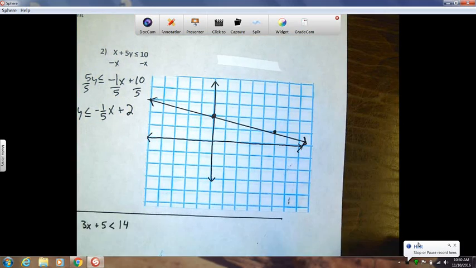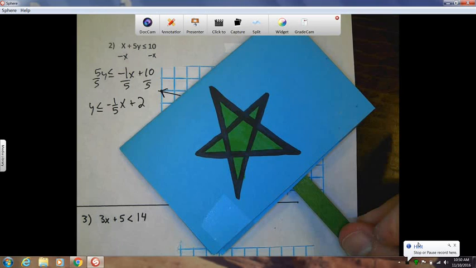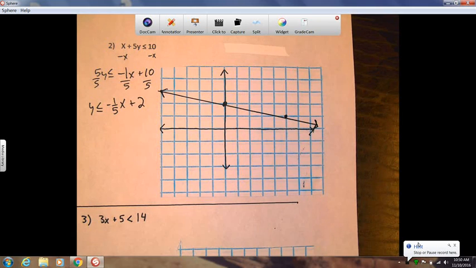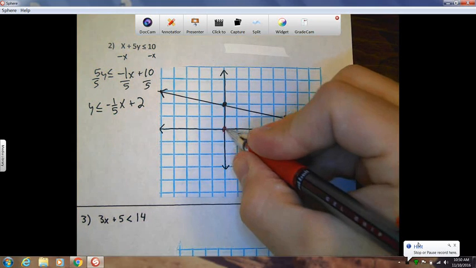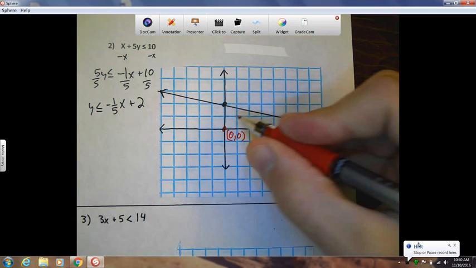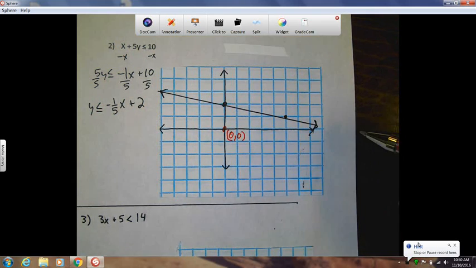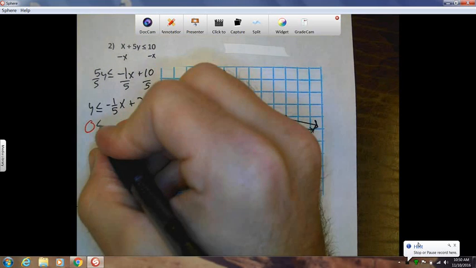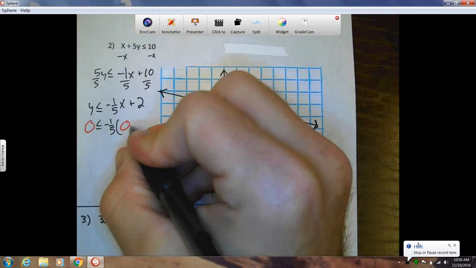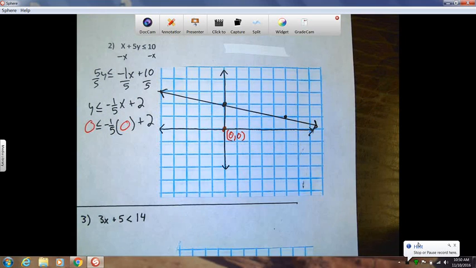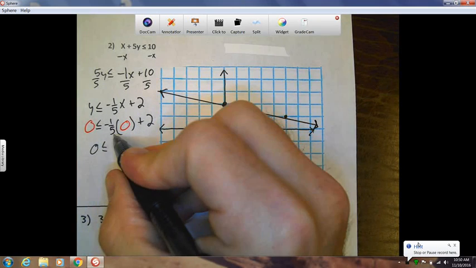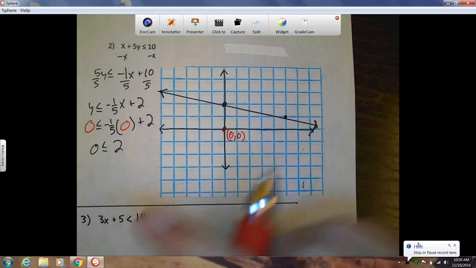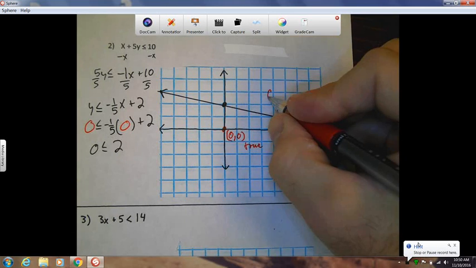I have not solved until I have shaded one side or the other. So again, I'm going to test the point 0, 0. As long as my boundary doesn't go through there, I can use it. So I'm going to put a 0 in here for y and a 0 in here for x. So I have 0 less than or equal to 2. Is 0 less than or equal to 2? Yes. So since it's true, I shade the side where my boundary is.